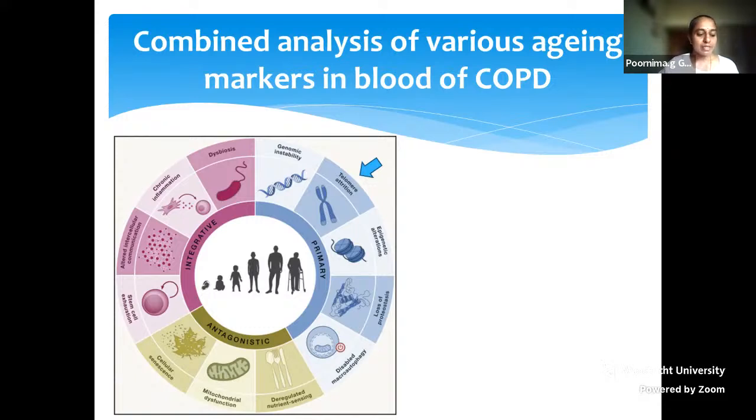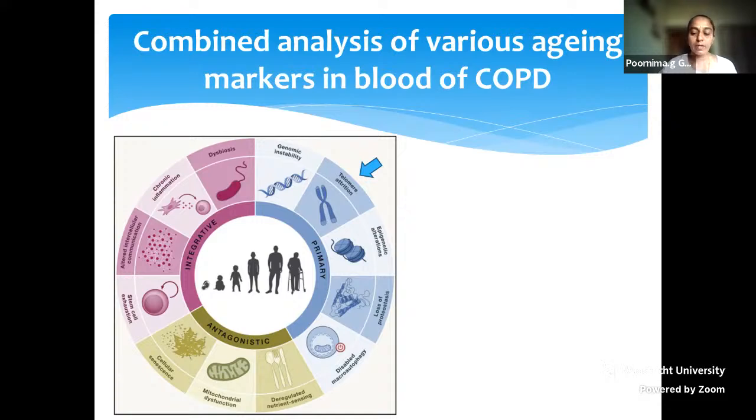Previous studies in COPD have typically examined only one marker of aging. In chapter 7 of my thesis, on the other hand, we analyzed an entire panel of markers representing different mechanisms of aging in the blood of COPD patients. In this presentation, I'll show the data relating only to two markers.